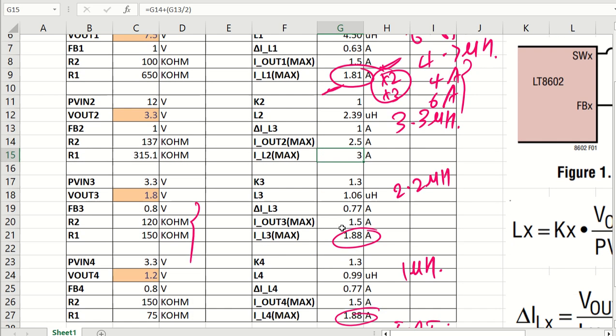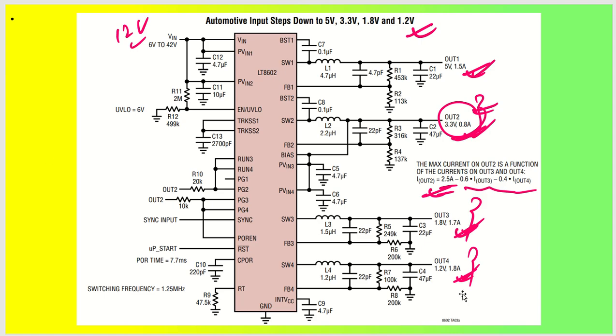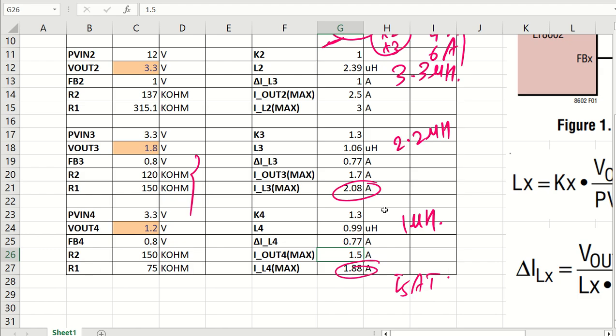Similar to that, here Iout 3 and Iout 4 you can change based on your requirement. 1.7 ampere is there, and similar to that, let me just see once. It is 1.8 ampere, so 1.8 ampere you have to put. Okay, so this is how you are going to have your IL maximum that is required at the output.